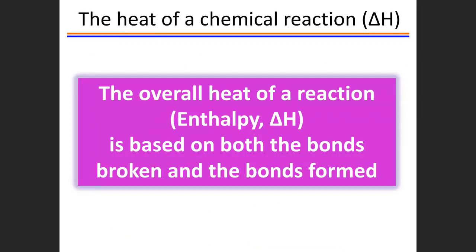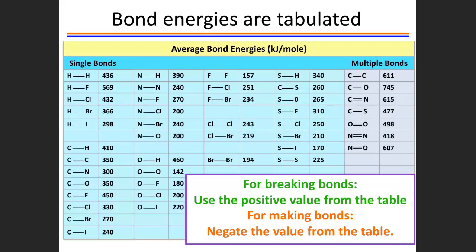The heat of a chemical reaction, the overall enthalpy of a reaction, is based on both the bonds broken and the bonds formed. So now we have some examples here.